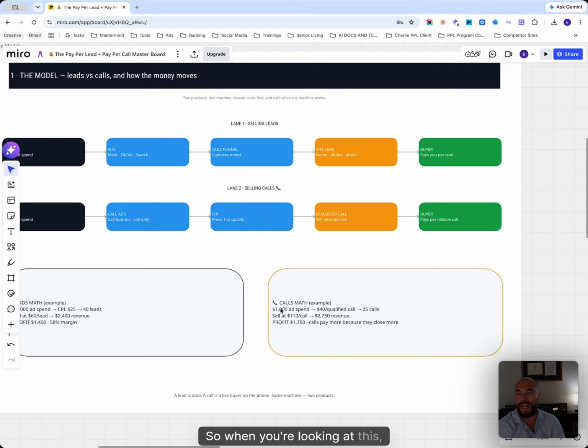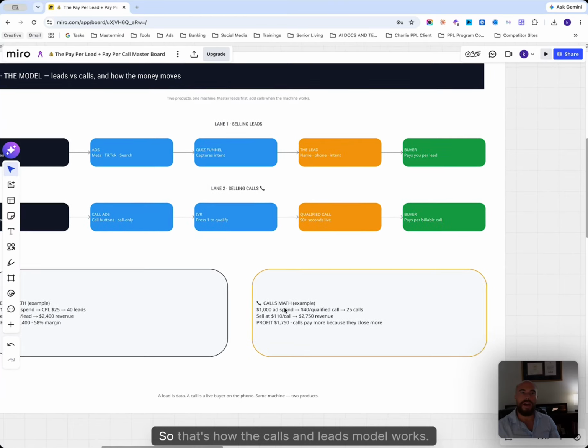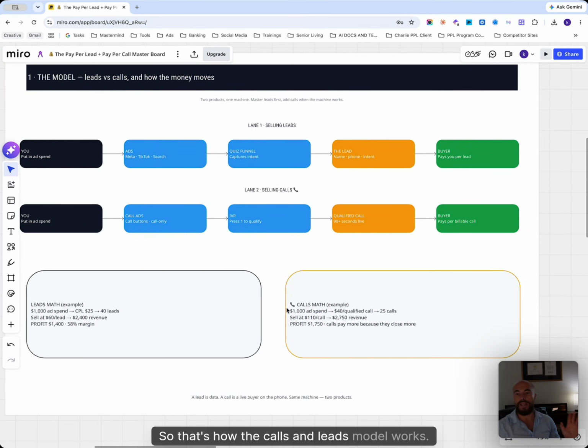So when you're looking at this, you want to look for what's good for your industry. For instance, merchant cash advance forms mostly go in this industry, but in insurance, calls are huge. We sell a lot of final expense calls in my pay-per-lead business. For final expense, the calls are big because of our connected TV calls, so that's like the Google QR ads. They go for so much more and they close a lot better. So that's how the calls and leads model works.